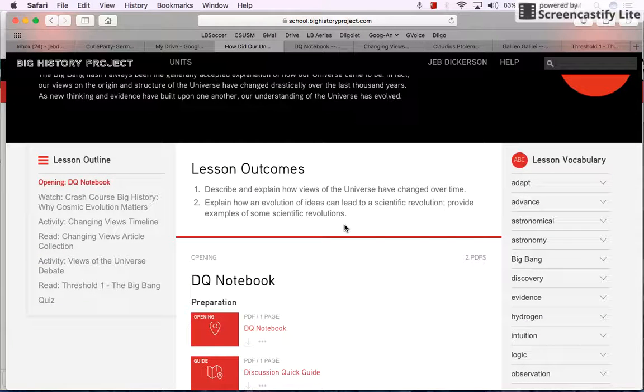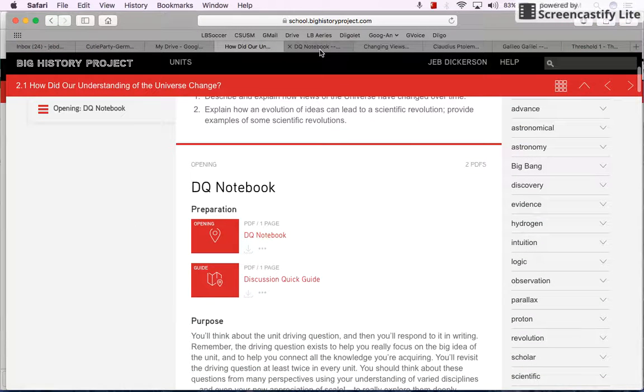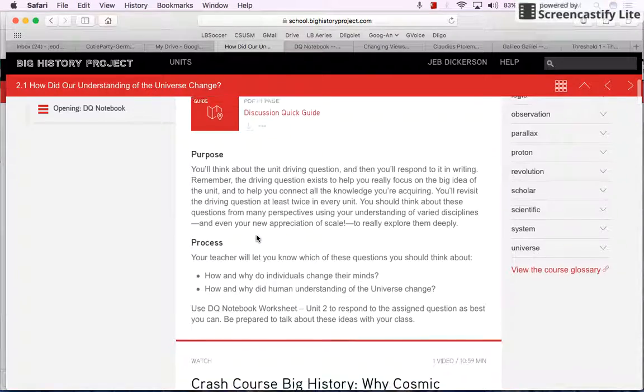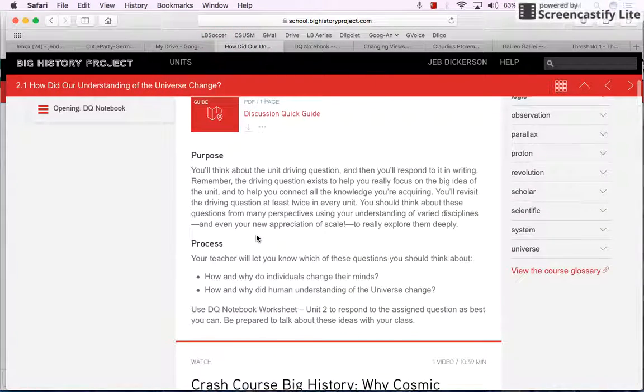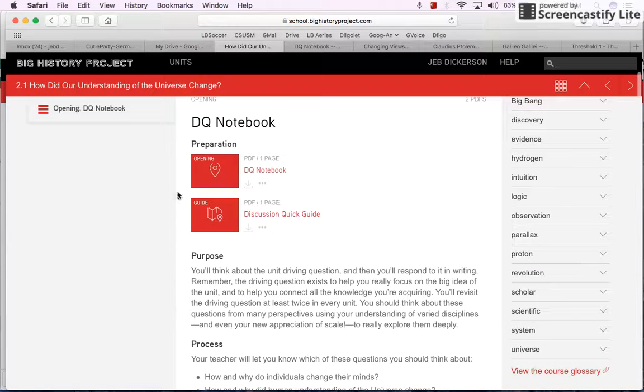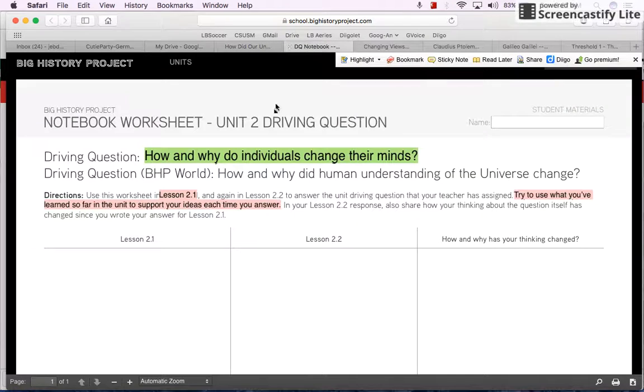Okay, the first item to complete in lesson 2.1 is the DQ notebook. As with every activity or video, before you actually click into it, read through the purpose, read through the process. That preview gives you a sense of what's coming, always good. The DQ notebook link is right there. I've already clicked on it.